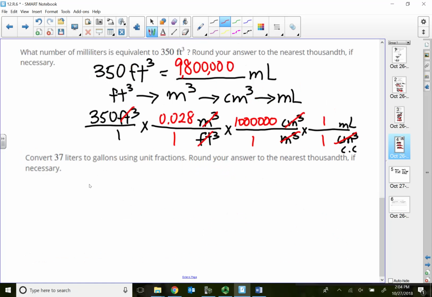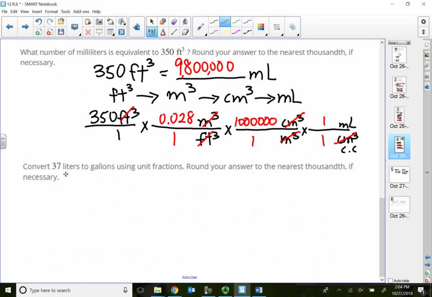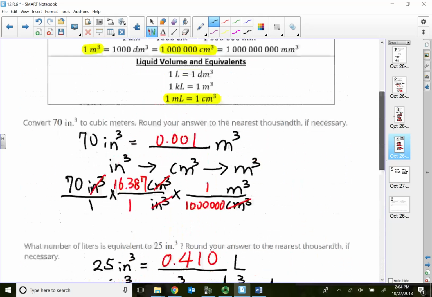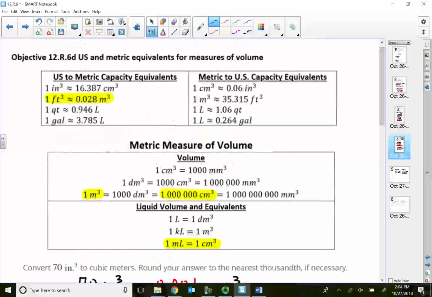All right, this very last one is to go from liters, a metric capacity, and convert into so many gallons. So this is capacity to capacity. Let's see what I got here. Liter to gallon, so metric to US. I got to look on the right side. Liter to gallon, that's 1 to 0.264.